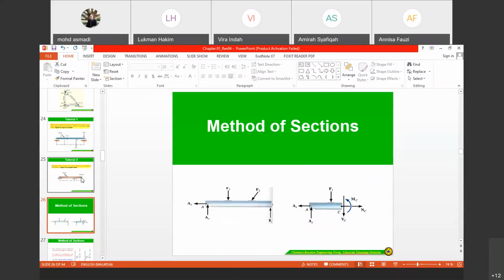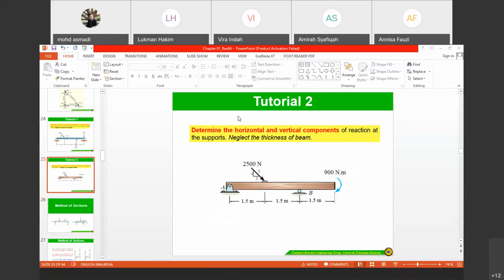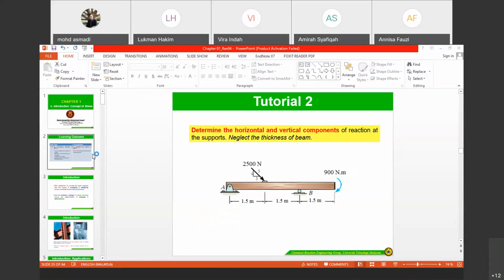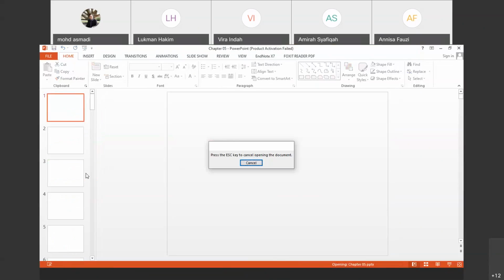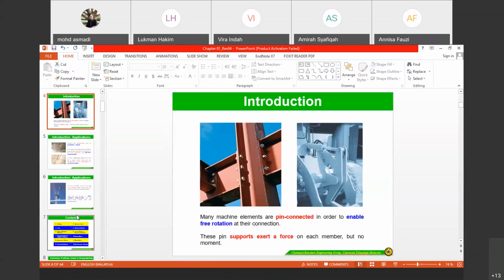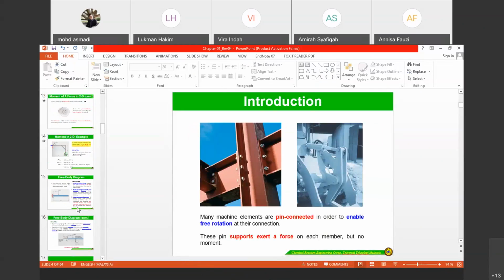Okay, so let's continue for this chapter, which is chapter one, the introduction of the concept of stress. So this is the introduction. We discussed previously how to determine the force for each member by using the method of joints. And then we already discussed the tutorials.